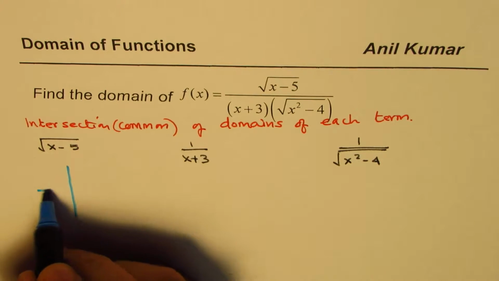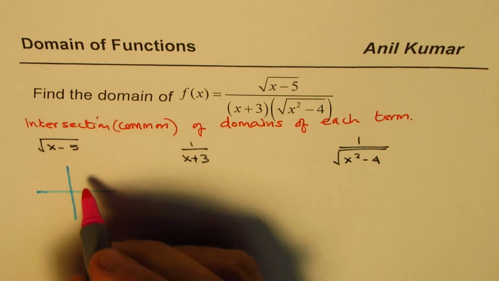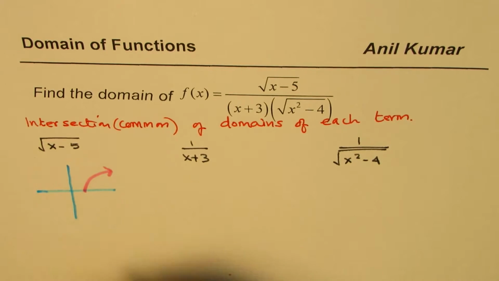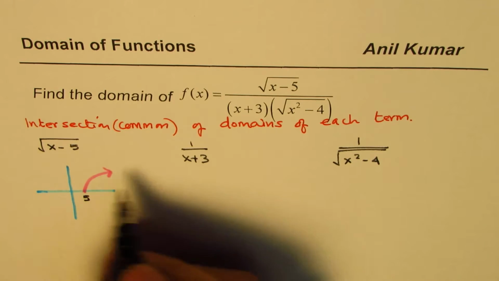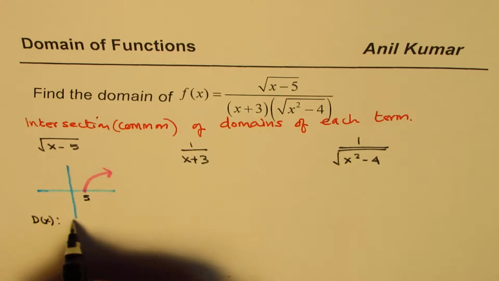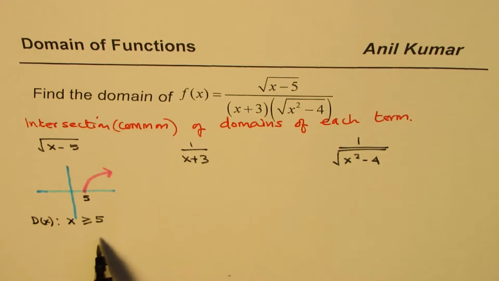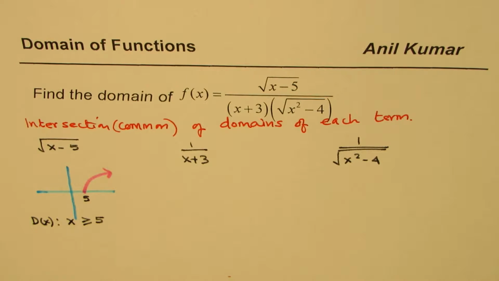We could actually graph these also. So let me graph this one. x minus 5 basically means a square root function moved 5 units to the right. So it's kind of like this, right? This is 5. So what we see is that the domain of this function is x greater than or equal to 5.